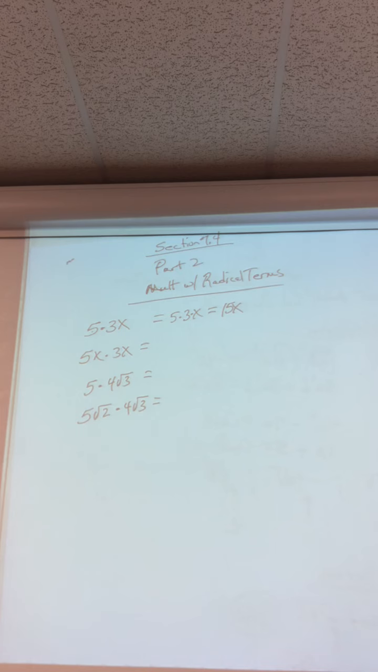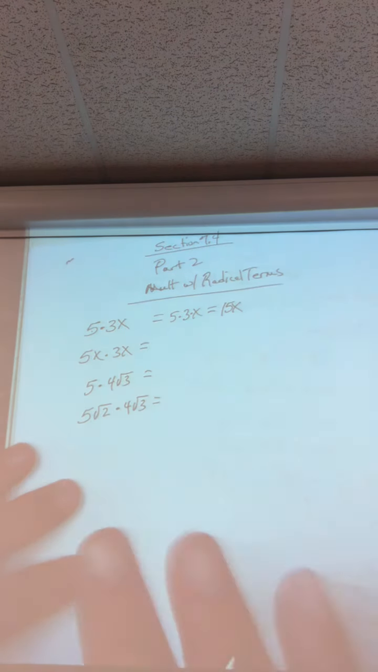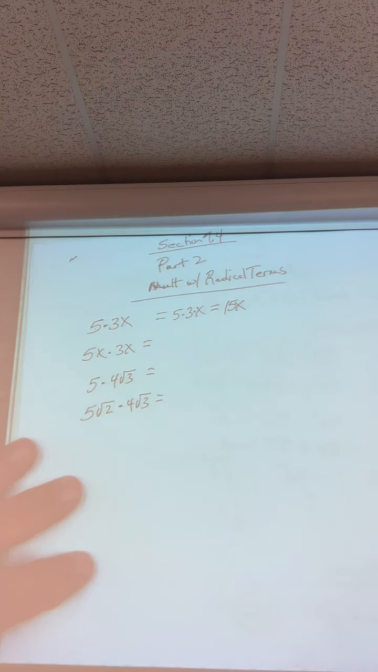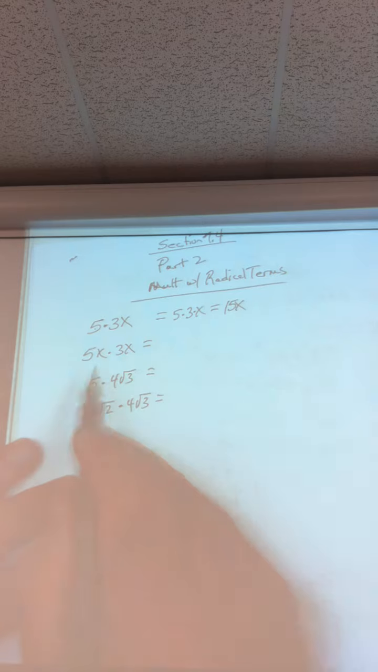Now, the next one's a little different, because it's 5x times 3x. When you multiply 5x times 3x, what do you get? 15x? No. 15x what? Squared. Now, let me show you why. And I don't want you to do it this way. I just want you to write 15x squared. But let me explain why.